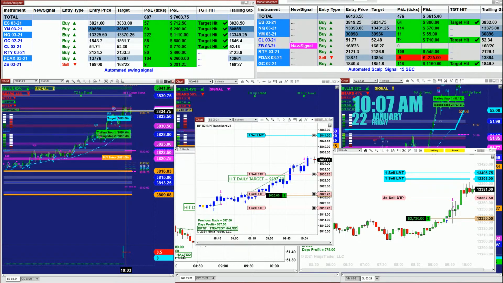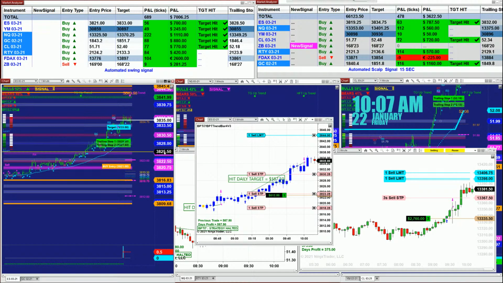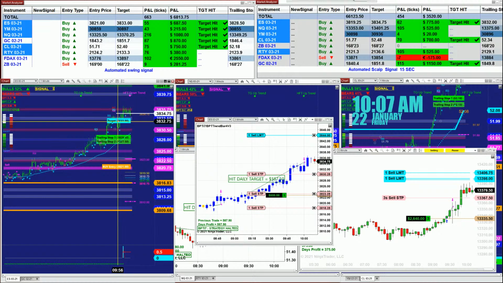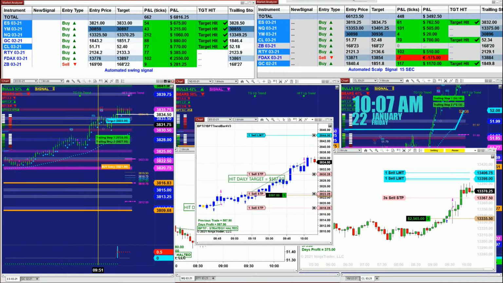What I can see on the ES is very simple. We had an entry, we hit the target, we are over our target, and now look at this. The system is telling you, hey buddy, there is a 3 signal reversal. Those are not repaint reversals. It's telling you it's time.